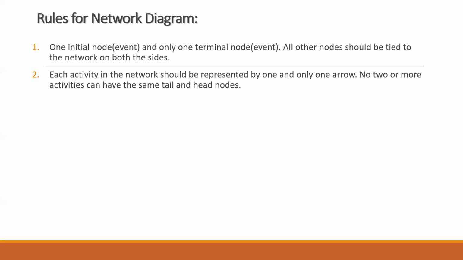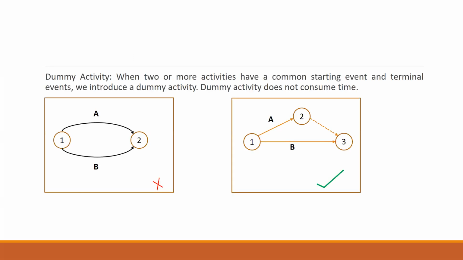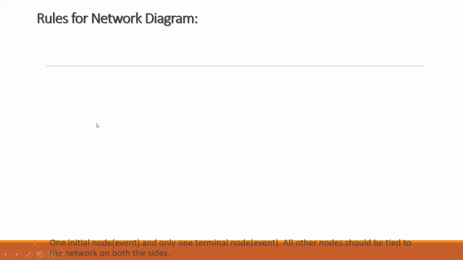Now, each activity in the network should be represented by one and only one arrow. No two or more activities can have the same tail and head node. Like in the previous example, same head and same tail. This is your head and this is your tail, right? It is not possible. You cannot have this. So this is not allowed. Clear? That is the second rule.